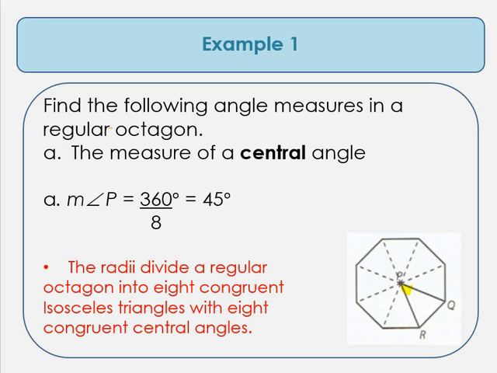If you were to take all 8 of these central angles and add them together, they would equal 360 degrees. The radii divide a regular octagon into 8 congruent isosceles triangles. So each one of these is isosceles with 8 congruent central angles. So if I knew that just one of these sides of the triangle was, say, 4, then I would know that each one of these radii are 4. So our central angle here is 45.